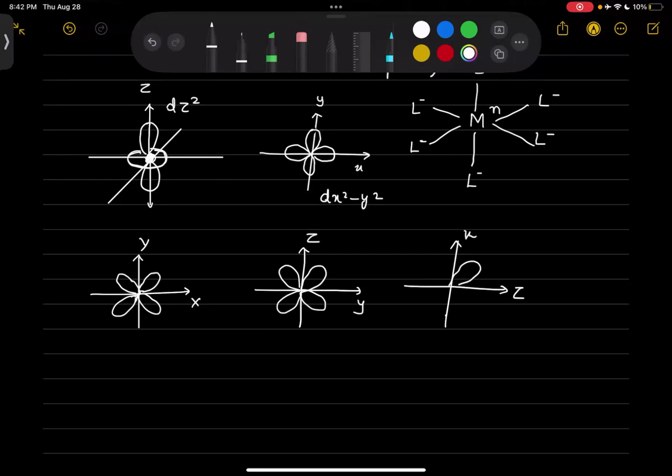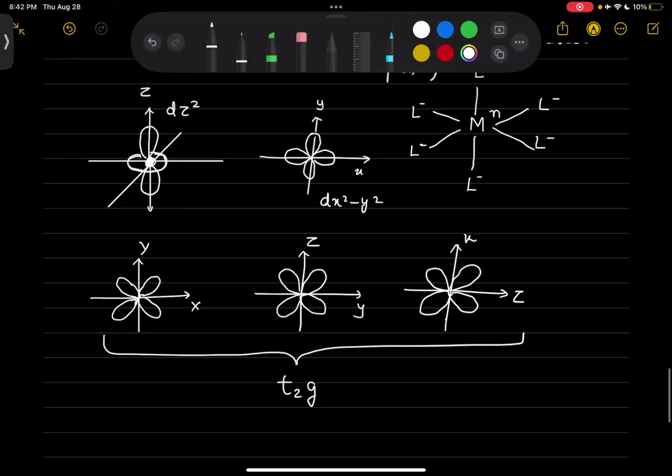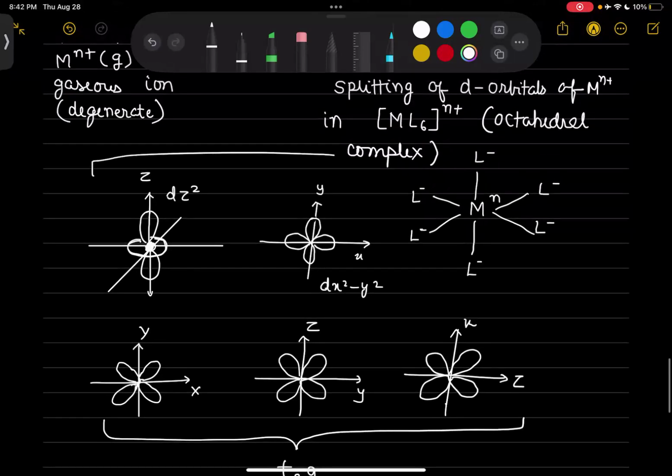Arbitrarily, I am drawing the axes. I'm not showing the actual 3-dimensional atom, but only those axes of the plane in which the non-axial set of d orbitals are present. So these three d orbitals constitute the T2G set of d orbitals, which are the non-axial set, and those two d orbitals constitute EG. Got it?